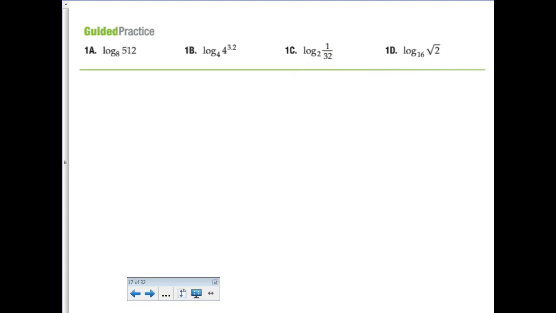I'll do the fun ones, huh? This is not on your worksheet anywhere. 8 to what mystery power? It's going to give you 512. That might need a chart. Look on your chart.